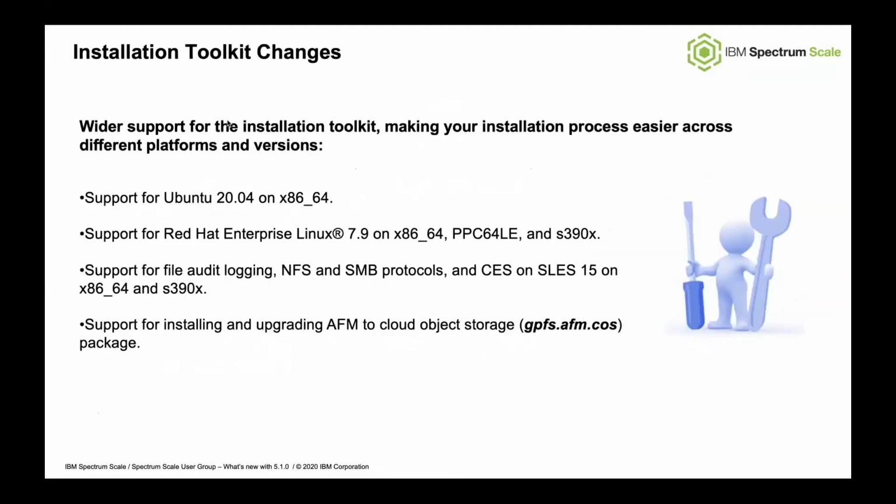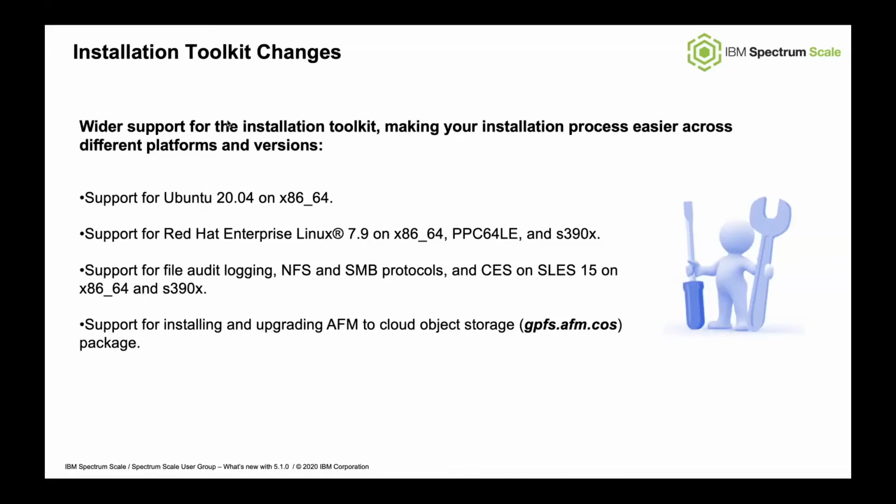In terms of installation, what Spectrum Scale 5.1 is looking for is a wider support for the installation toolkit, making the installation process easier and transparent across different platforms and versions. In 5.1, the installation toolkit supports Ubuntu 20.04 on x86, Red Hat 7.9 on x86, PowerPC, and 390X.